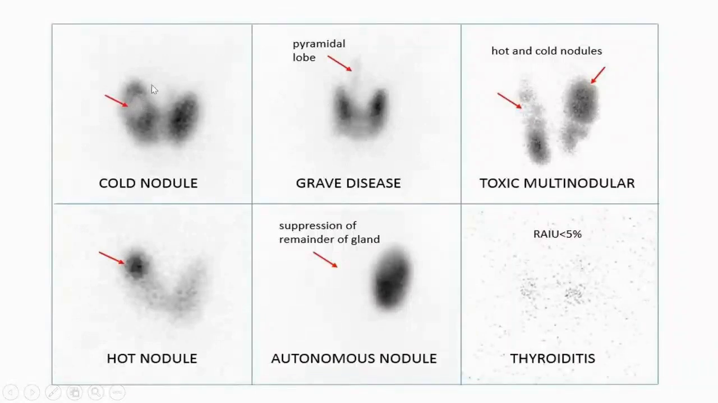So I call it a cold nodule. This is an example of Graves' disease. This case is multinodular, toxic multinodular. Here, for instance, there is a part where one of the two glands is completely absent. And this is an example of thyroiditis. Here, it is not taking any uptake. And here it is present, and this is called the hot nodule, meaning it is taking up and has high activity compared to the rest of the thyroid.